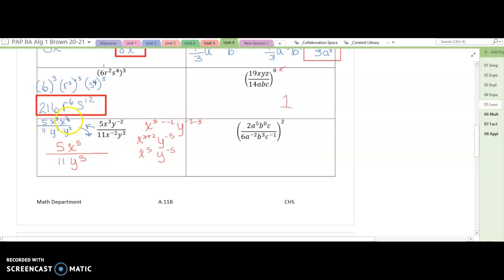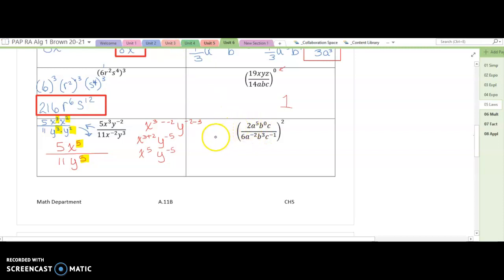X to the third times x to the second makes this x to the 5th. Y to the third times y to the second makes this y to the 5th. Can you see that? Okay. There we go. I'll do that for you. All right. And the last one, we're bringing it all together.